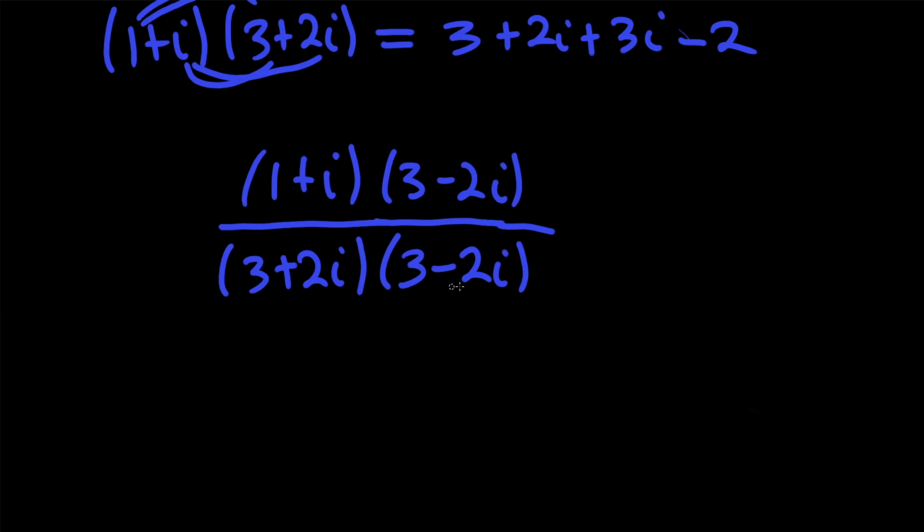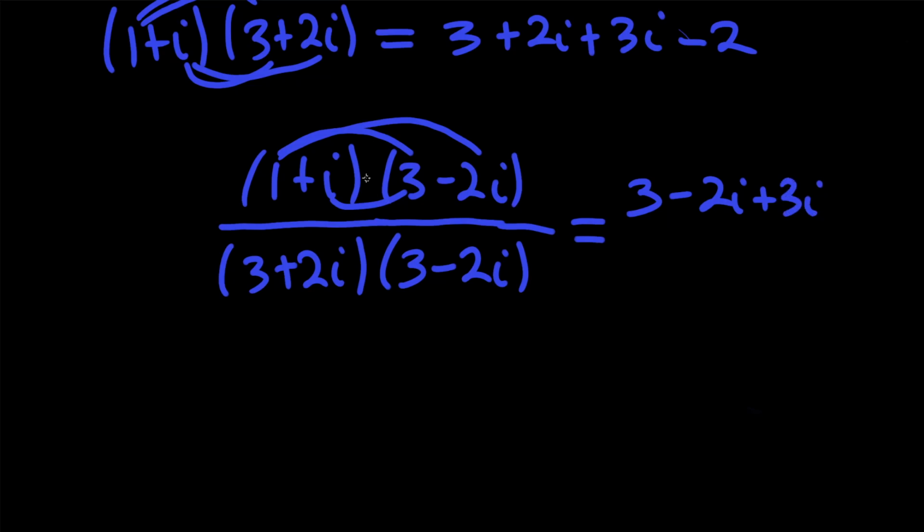So let's go ahead and FOIL the numerator and the denominator and see what we get. So we have 1 times 3, which is 3. 1 times negative 2I is negative 2I. We have I times 3 is 3I. And then I times negative 2I. Remember that I squared is negative 1, so we really have negative 1 times negative 2, which is positive 2. Okay, so this is the numerator.